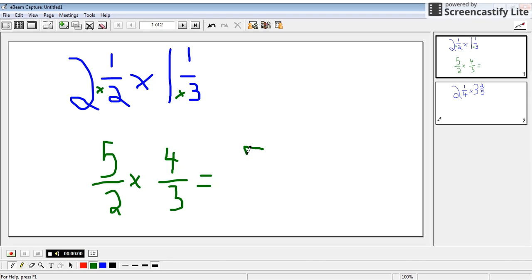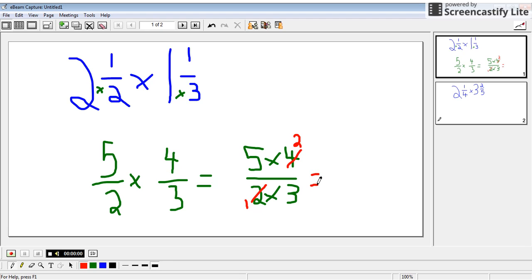We multiply the numerators together. So 5 times 4 over... one second here as I pause. Okay, now we multiply the denominators. 2 times 3. Now, before I do this, do we see any numbers that like to play together well? So I see 2 and 4. How many times does 2 go into 4? Twice. And how many times does 2 go into 2? Once. Well, that makes life a little easier.